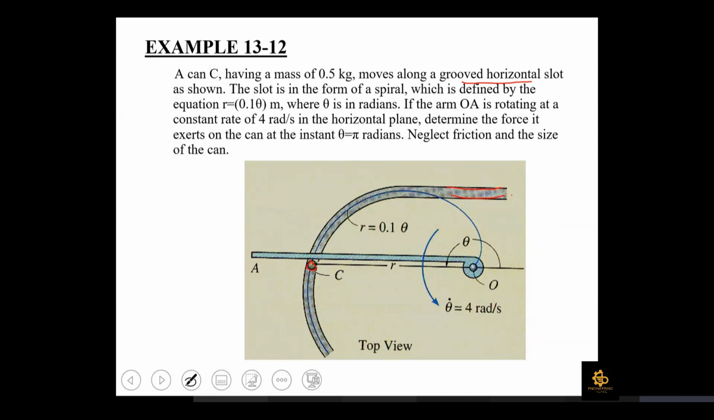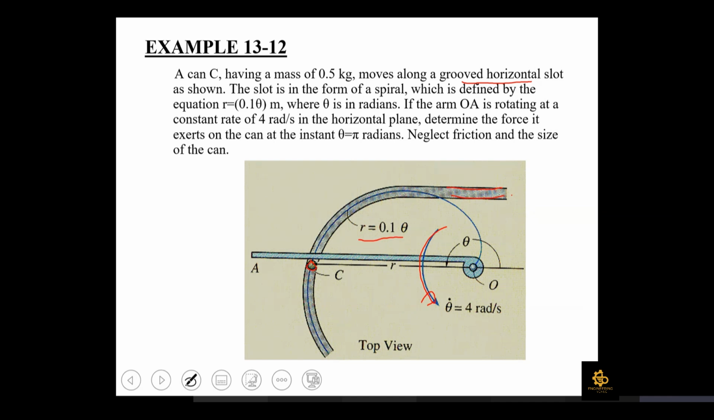Why is this can moving? Because it is being pushed by this arm OA, which is rotating in a counterclockwise direction at a constant angular velocity of 4 radians per second. So this arm is basically pushing this can within the slot. The function for this slot is given to you as r equal to 0.1 theta. So this slot is in the form of a spiral defined by the equation r equal to 0.1 theta, where theta is in radians.